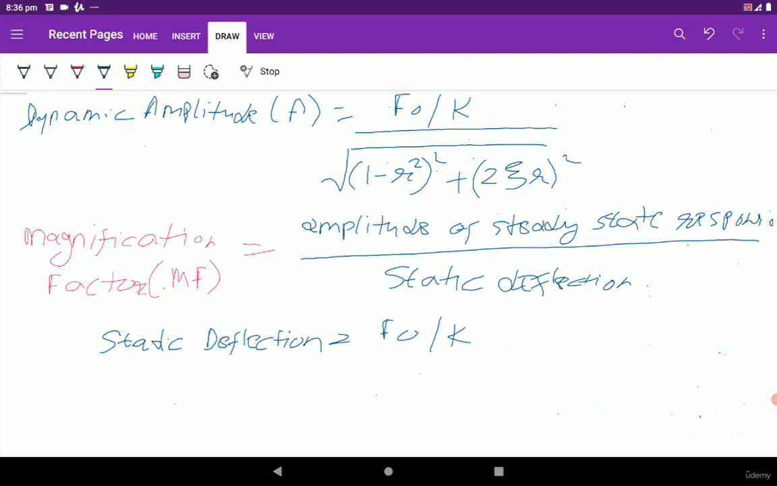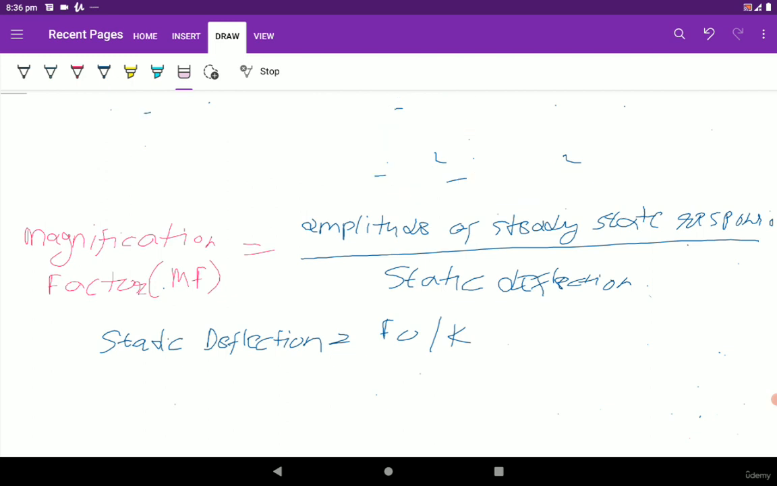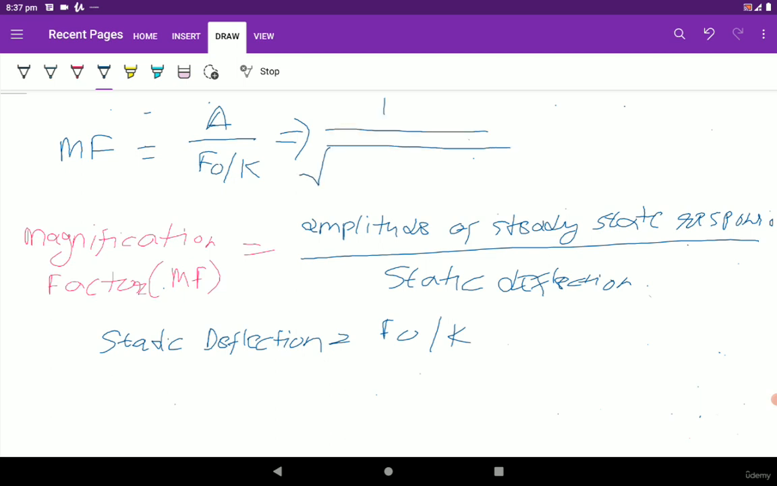So let me erase this first. We can write the magnification factor as A by F naught by k. After further simplification, we are going to get 1 by under root of 1 minus r square whole square plus 2 zeta r whole square.